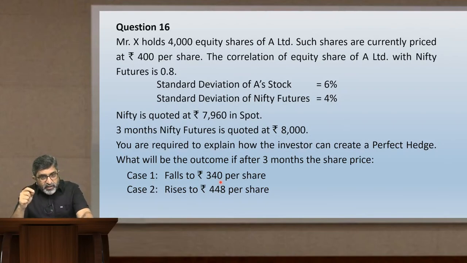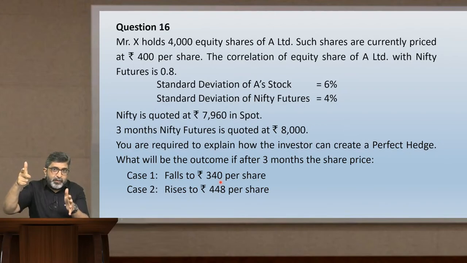Beta means relative risk of your stock in relation to the market risk. If beta is 1.2, that means risk of your stock is 1.2 times the market risk. So imagine beta is positive.